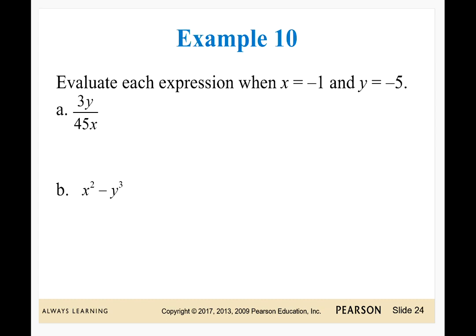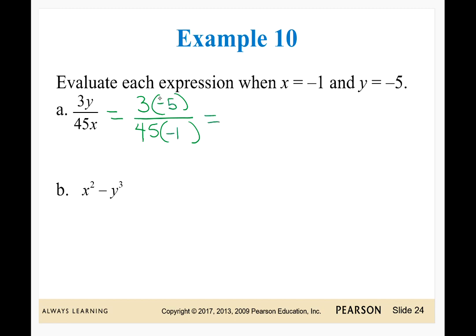All right, so if you'd like to press pause, go ahead and try these two on your own. All right, so let's look at the first one. First thing I'm going to do is replace all of my variables with parentheses. All right, and the y is negative 5, so negative 5 goes up here, and the x is negative 1, so negative 1 goes here.